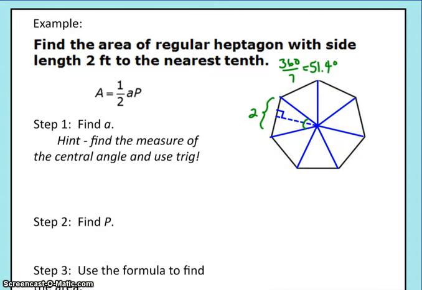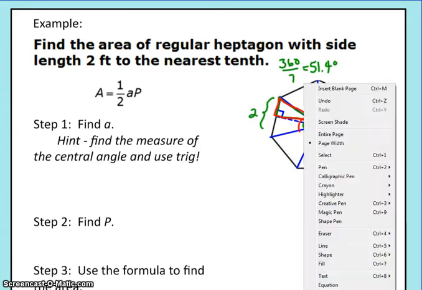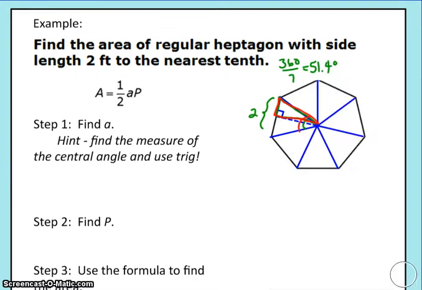Now what I want to do is just look at this triangle right here. So let me get a different color. There we go. This little triangle right here. I know this whole angle right here is 51.4 degrees. Because this is a regular polygon, this little triangle is going to be half. So what we have here is a triangle that looks like this.